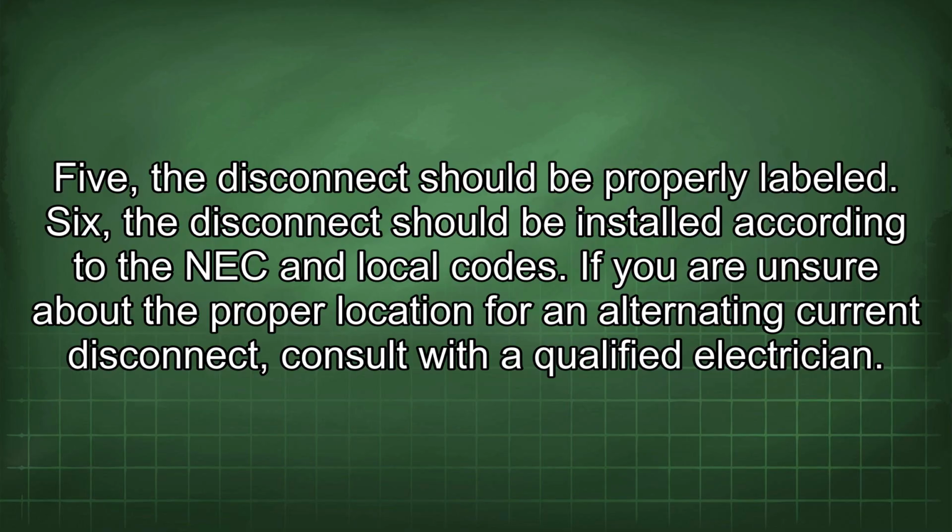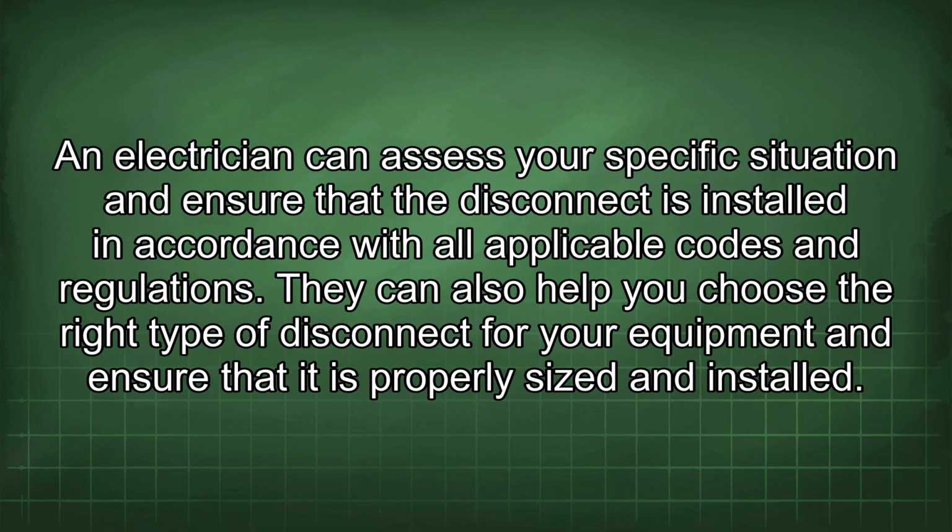If you are unsure about the proper location for an alternating current disconnect, consult with a qualified electrician. An electrician can assess your specific situation and ensure that the disconnect is installed in accordance with all applicable codes and regulations. They can also help you choose the right type of disconnect for your equipment and ensure that it is properly sized and installed.